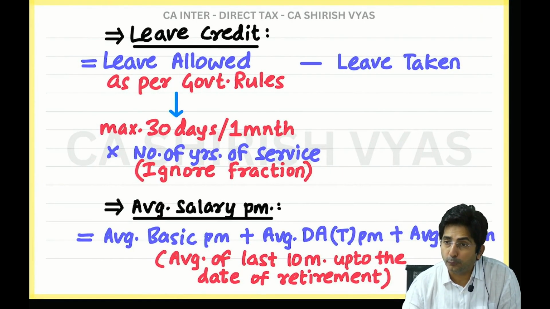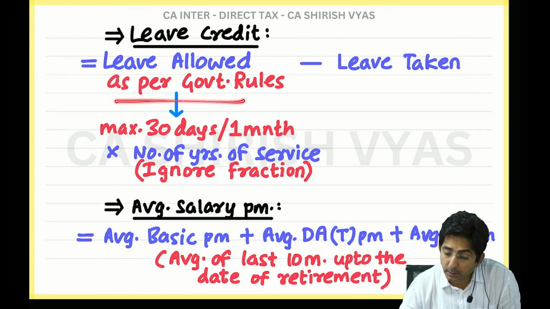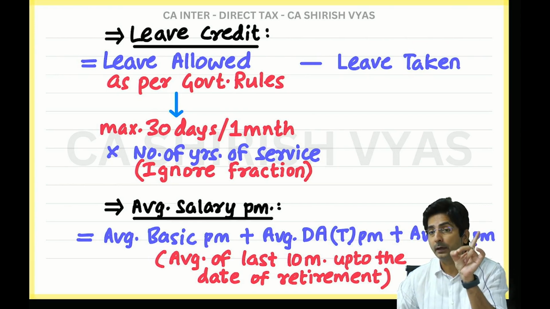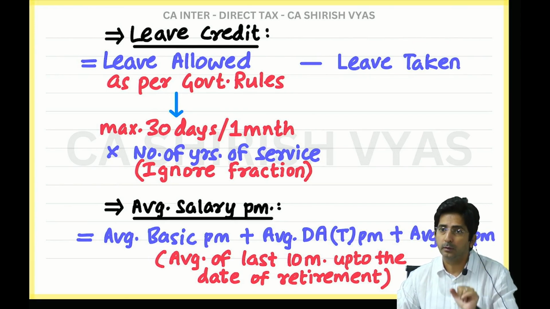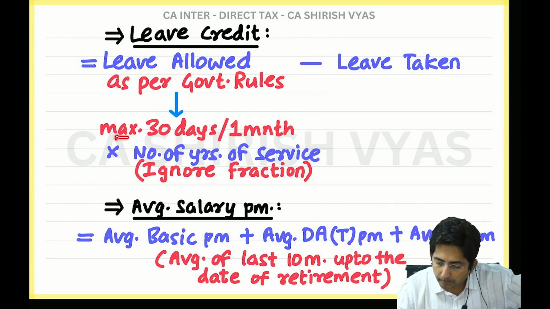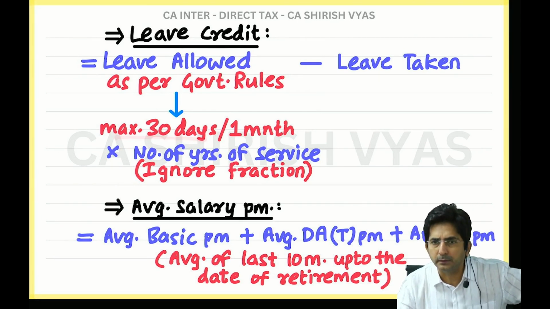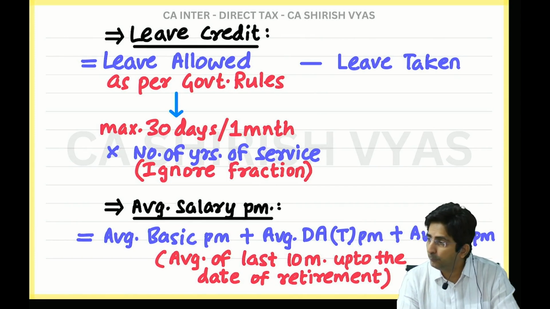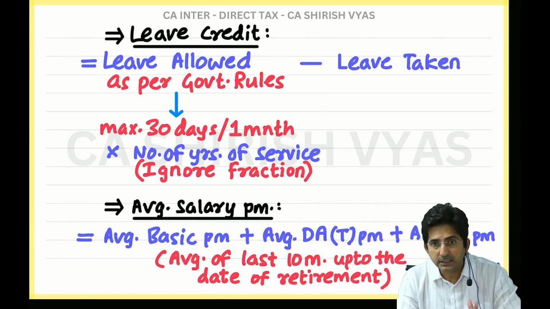What is the formula for leave credit? Leave allowed as per government rules. Like we didn't go as per that 35 days. 35 was company's rule. But we go as per government rule. And what is government rule? Maximum 30 days or 1 month. Means if you want to express in months, it's 1 month. If you want to express in days, it's 30 days.